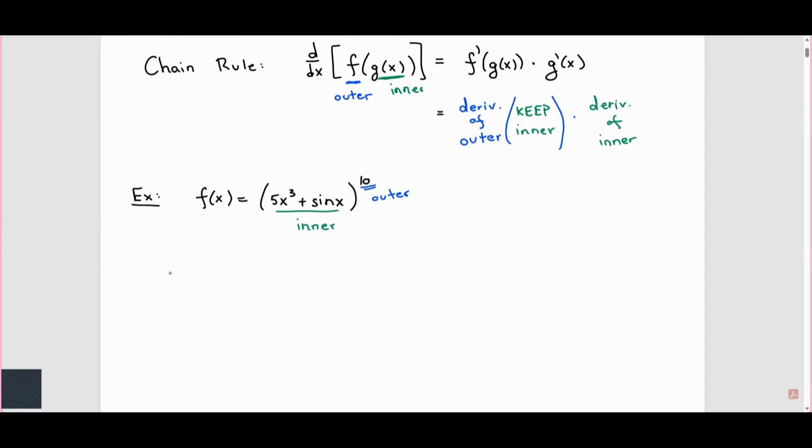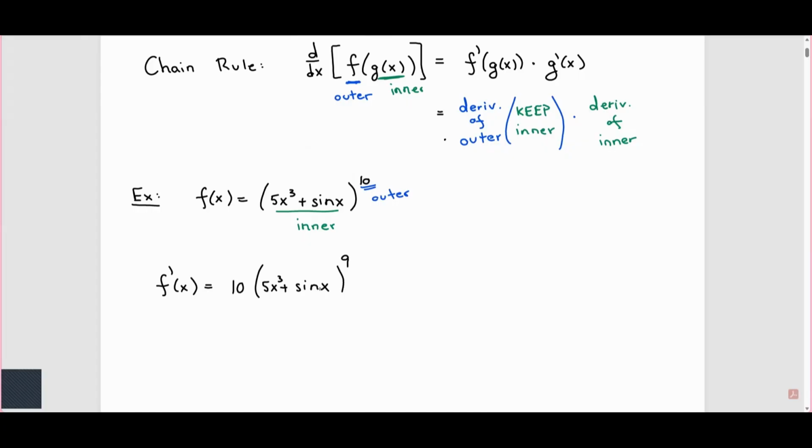Now let's follow our rule. So now I want to take my derivative with respect to x. And look at what I have written up here. I'm going to take right here the derivative of the outer, keep the inner, times the derivative of the inner. So let's give it a try. I want to take the derivative of my outer function, which here is an exponent of 10. So I'm just going to utilize my power rule. I'm going to bring down the exponent of 10, and I'm going to decrease it by 1. Okay, so I've taken that derivative of that exponent of 10, and then it says to keep the inner function. So I'm going to keep the 5x cubed plus sine x. Okay, because it says to keep it inside, don't change it.